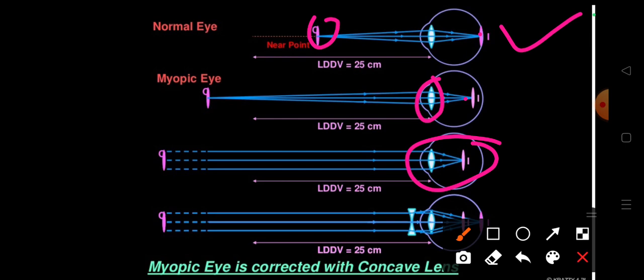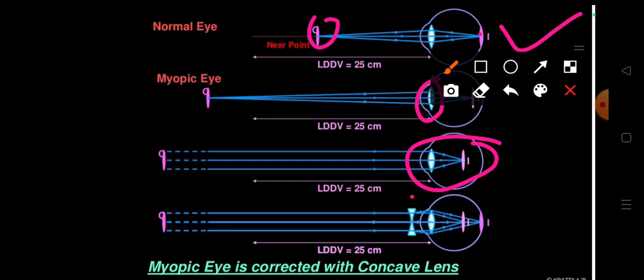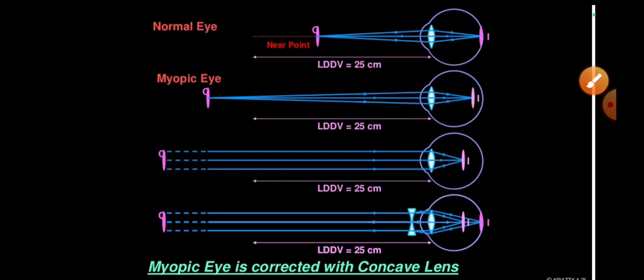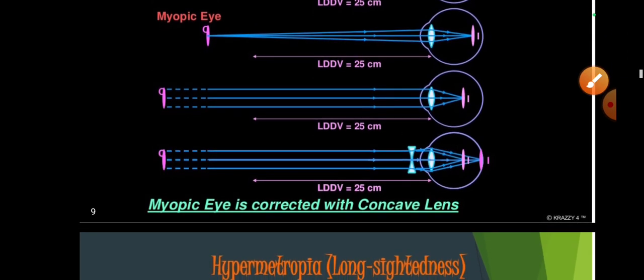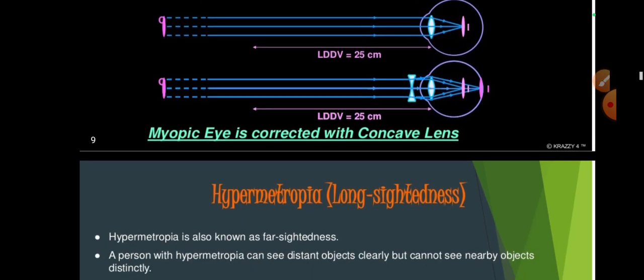Then how is it corrected? It is corrected through a concave lens. Whenever the light rays come from objects and enter our eye lens, they converge at the place of the fovea, then we can clearly see the object. This is the correction. Myopic eye is corrected with a concave lens.